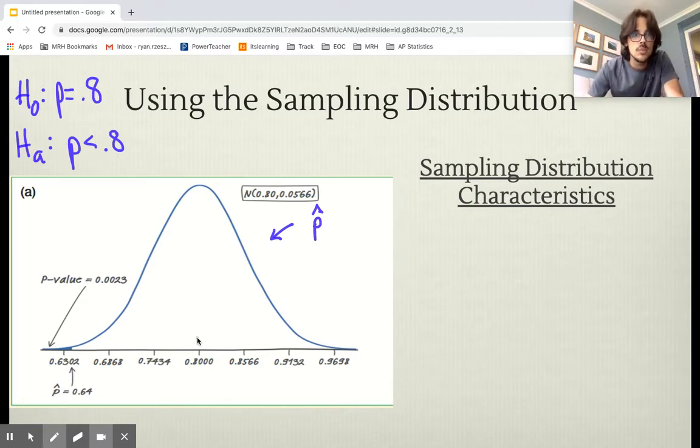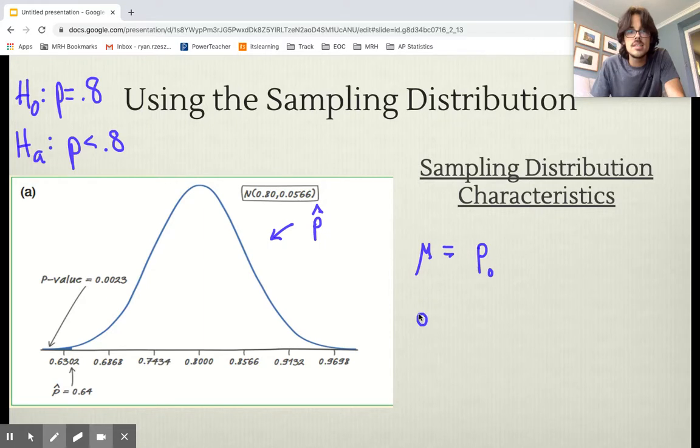So our graph is centered right here. And this turns into very much a chapter 7 sampling distributions problem. All we want to know is how rare is 0.64 or lower? How likely is it that we get a 0.64 if the answer is actually 0.8? So when we look at these graphs, the mean of your sampling distribution is going to equal the value that you assume in H0. So it's centered right here at 0.8. That's what the mean of my sampling distribution is going to be.